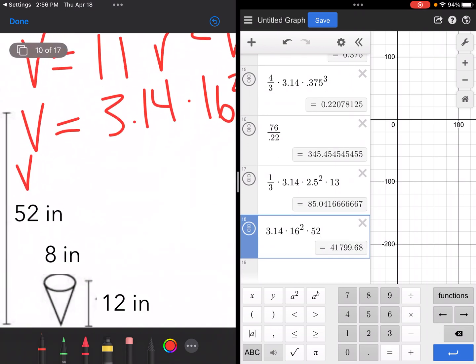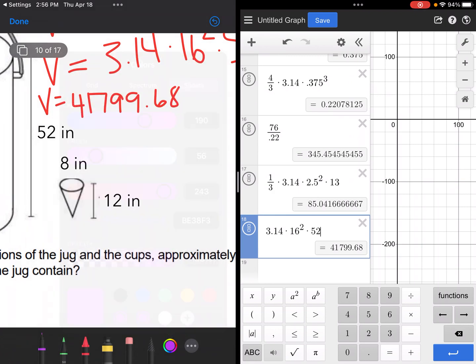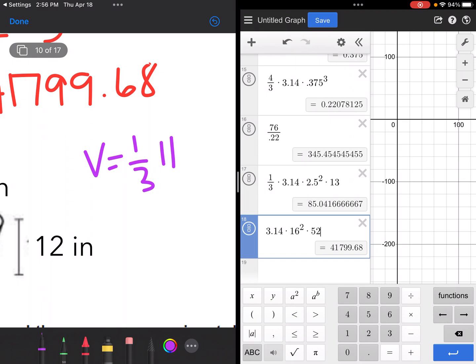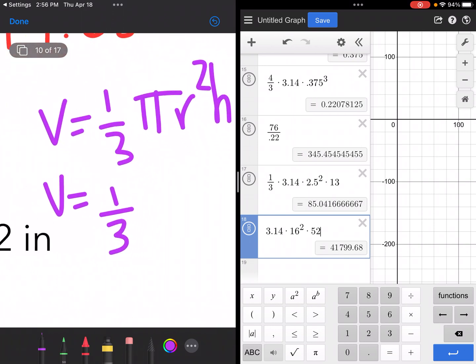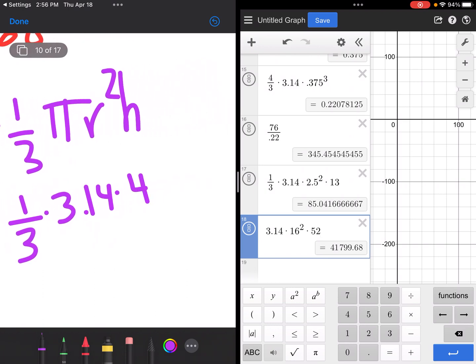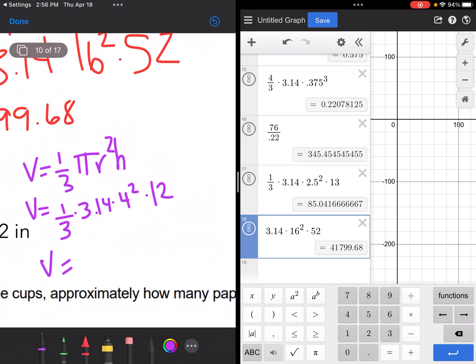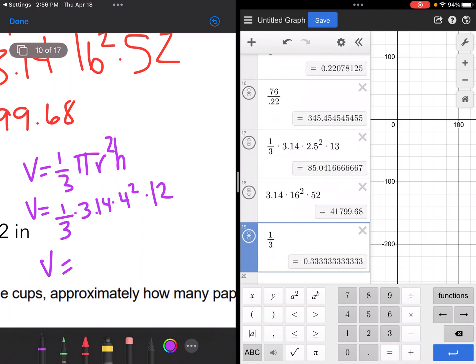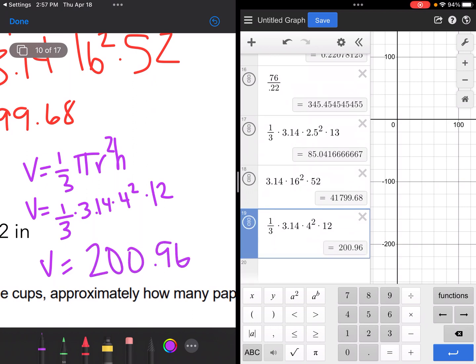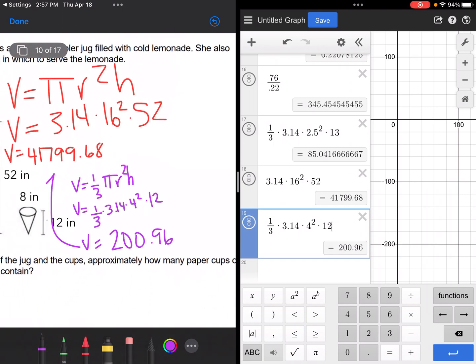All right, we get a really big number. All right, then we got to find the volume of the cone. So volume equals 1/3 pi r squared h. So they're giving us the diameter is 8. So the radius is going to be 4. And the height is 12. And I get 201.96. All right, so now I have to see how many of these fit into that.